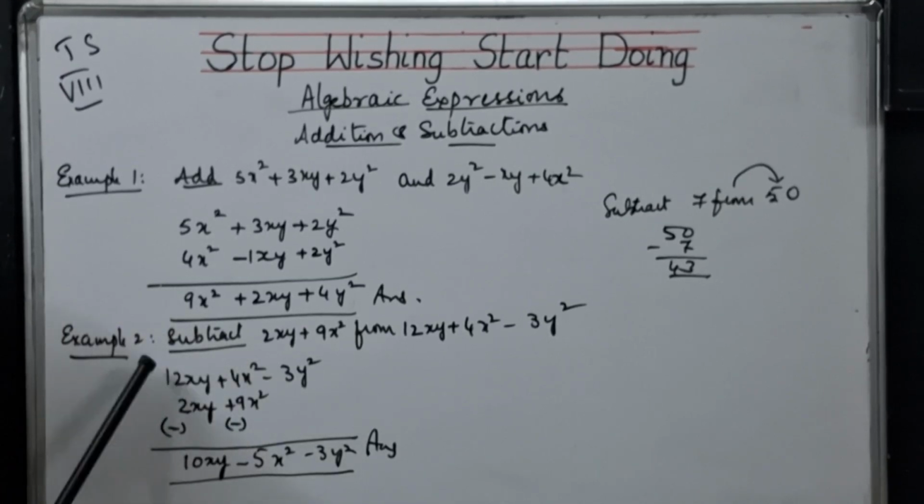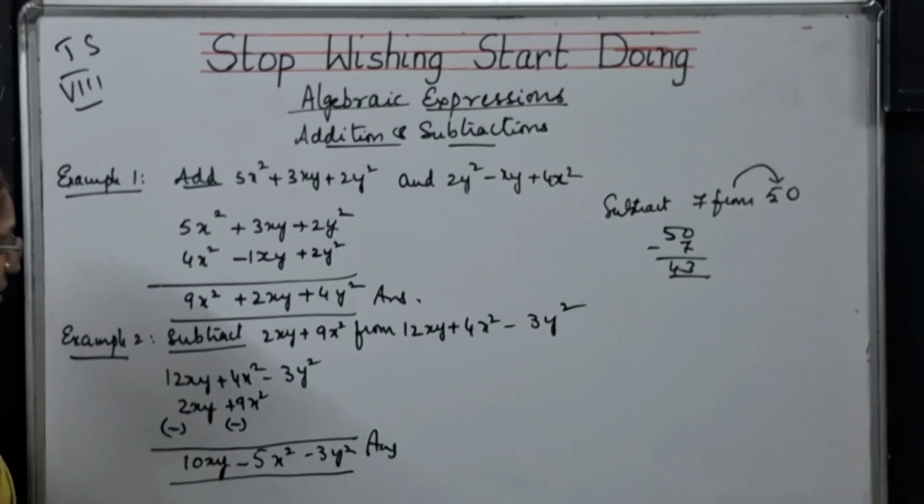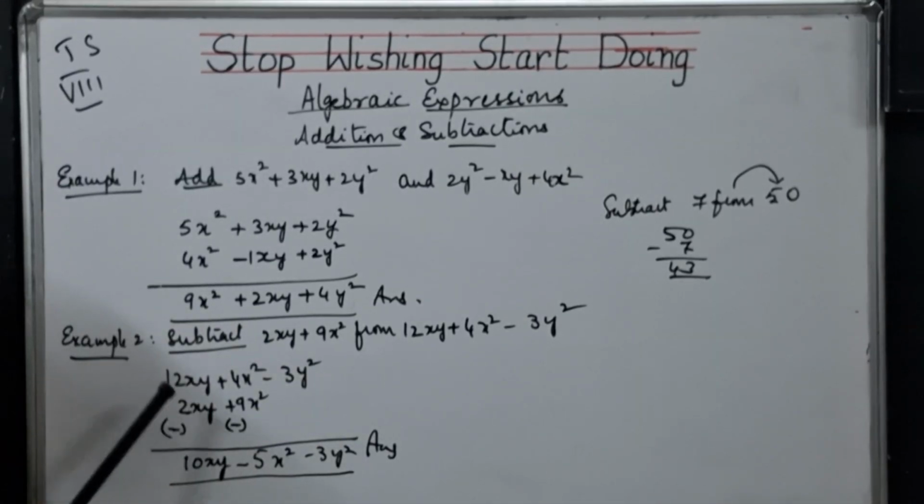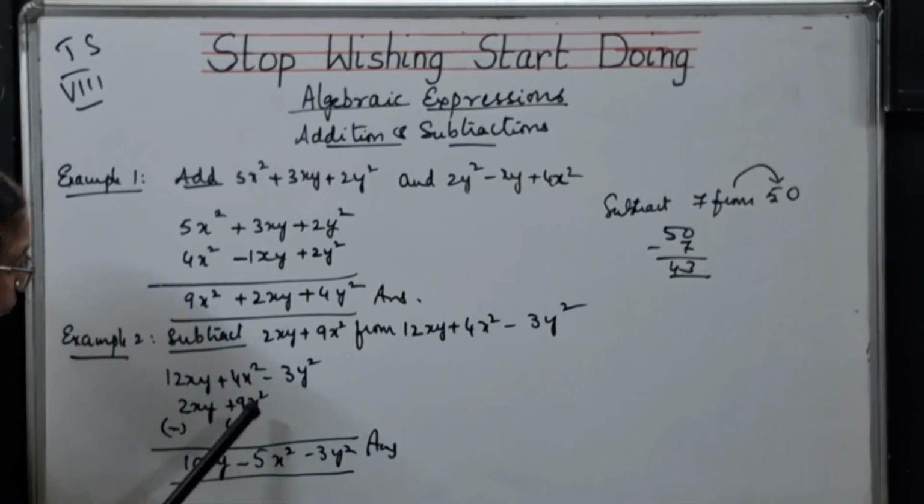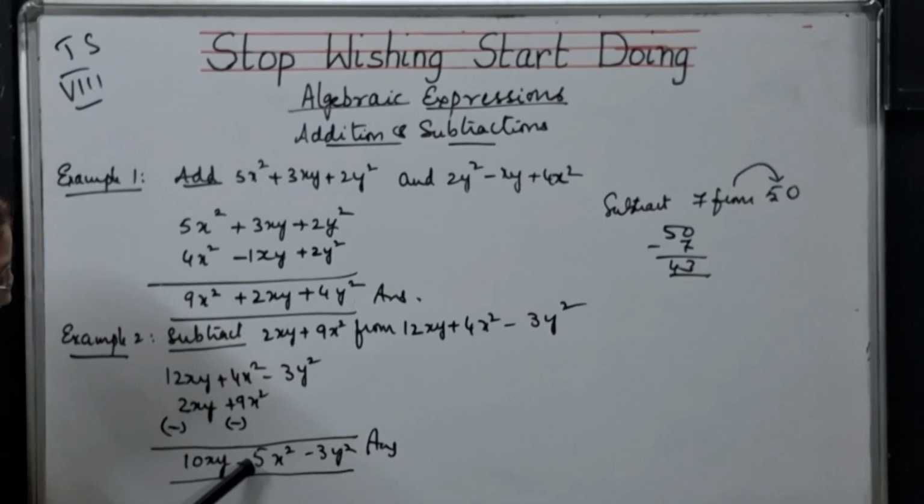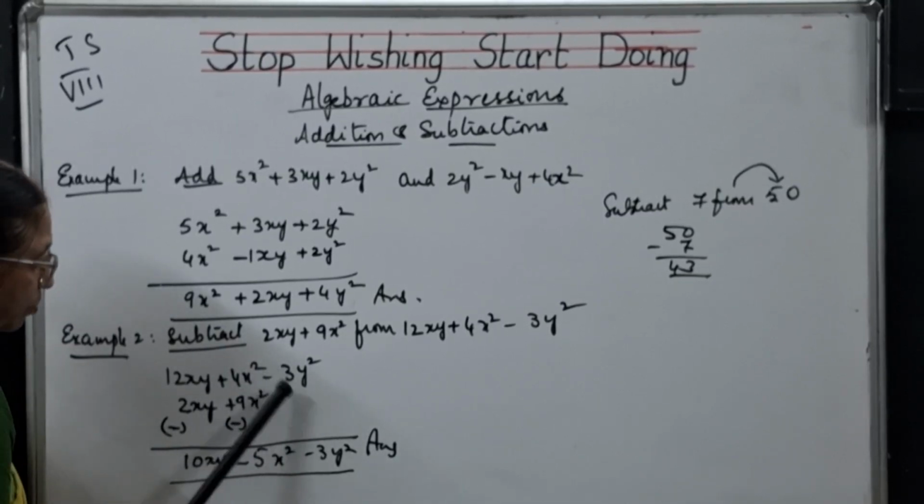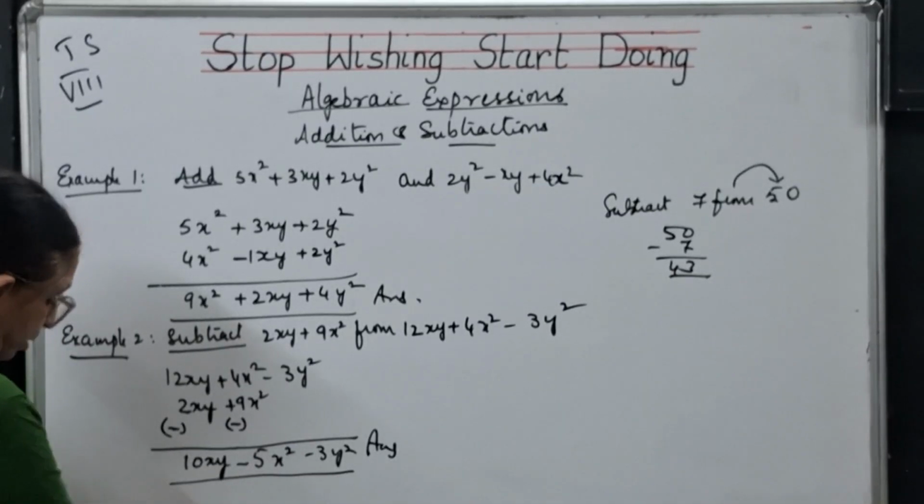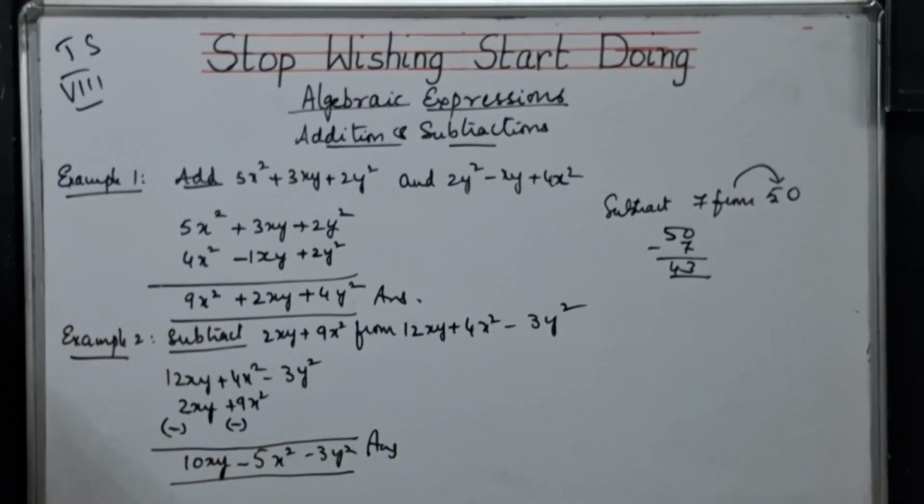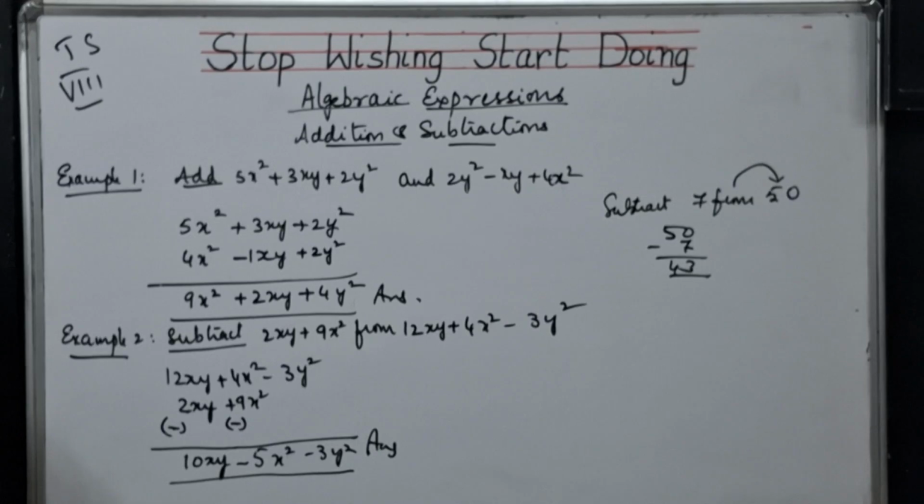So when you are doing this, subtraction is nothing but integers addition. Minus 2 here, so 12 minus 2 is 10xy. For plus 4 minus 9, that is 9 minus 4 is 5, and 9 has the minus sign, so minus 5x square. This minus we take as it is. This is how we need to do additions and subtractions, children. Please be careful and understand it perfectly so that your problems will be very easy.